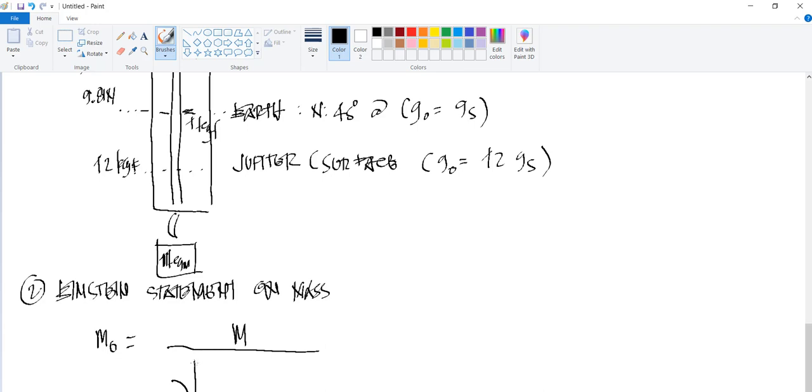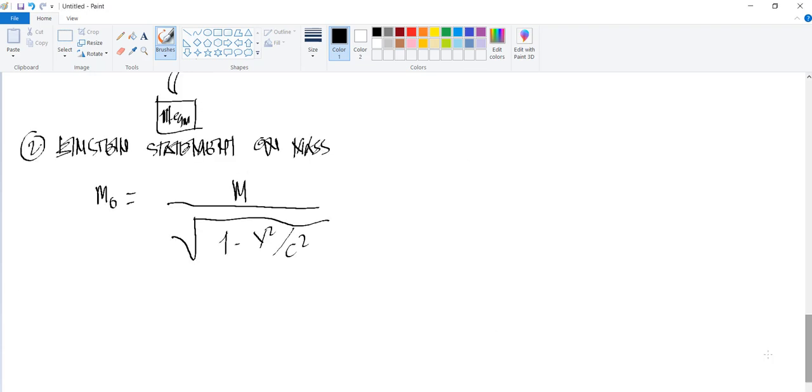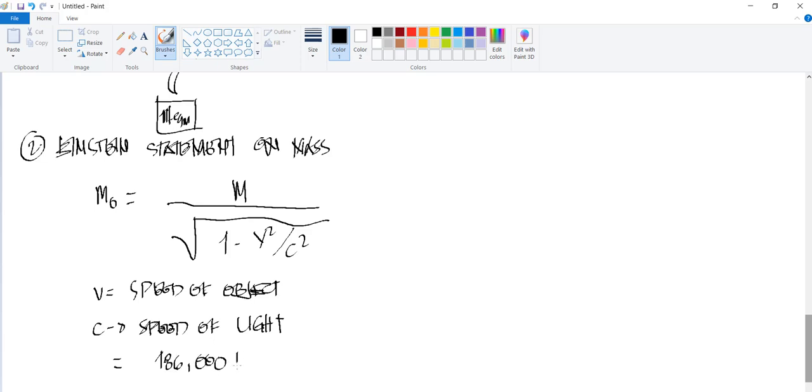mass is equal to the square root of 1 minus v squared over c squared, where this is the observed mass. This is the observed mass, where v is defined as the speed of the object. Then c is the speed of light, which is equal to 186,000 miles per second, equivalent to 300,000 kilometers per second. So that defines the Einstein statement on mass.